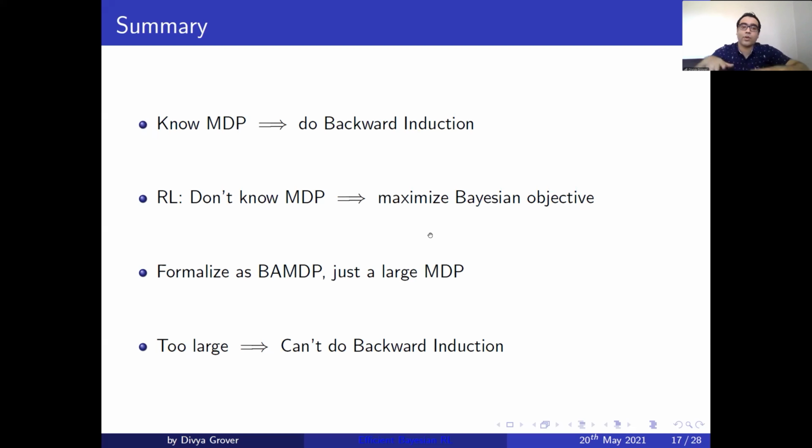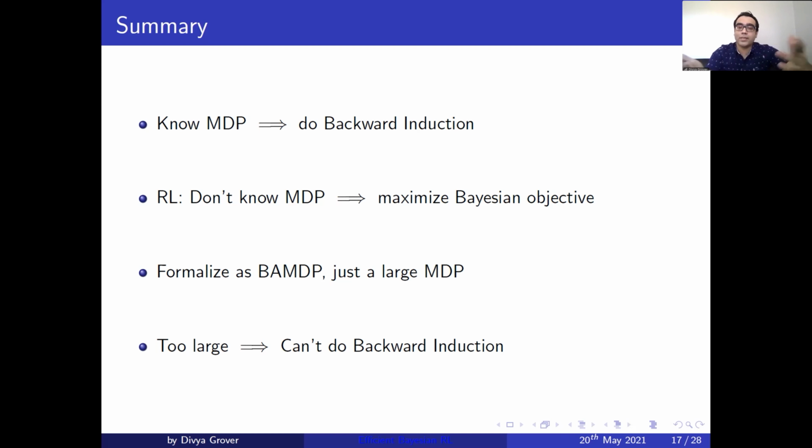So in summary, if you know the MDP, you can do backward induction, but the difficulty with reinforcement learning is the fact that you don't know these mu's, or you don't know the distributions. So what you do is you maximize the Bayesian objective function by maintaining a belief over the transition distributions. So you have a probability distribution over probability distributions. Mathematically, this is a Dirichlet multinomial distribution, to be more precise. So you formalize this BAMDP, which is a large MDP, and the technique of solving them is the same.